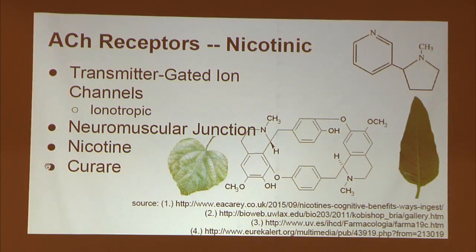Nicotine is kind of what it's named from. That's an agonist of this, so it can bind and cause the reaction that acetylcholine would form. And then curare is an antagonist. It does the opposite effect. It just blocks the channels without producing the good effects, which makes it do the opposite.